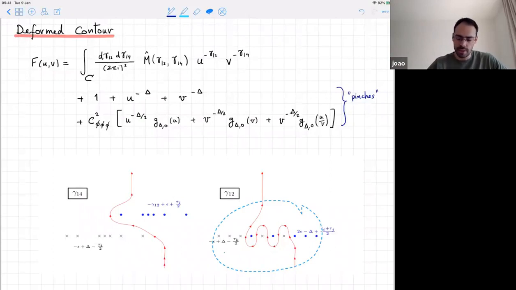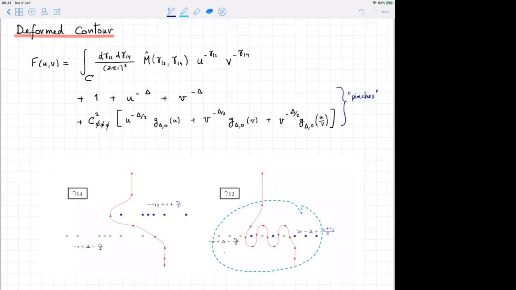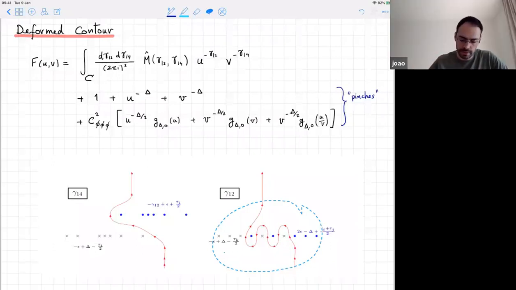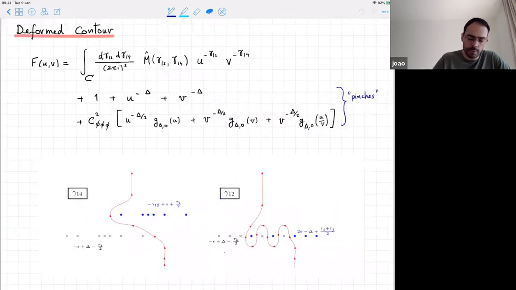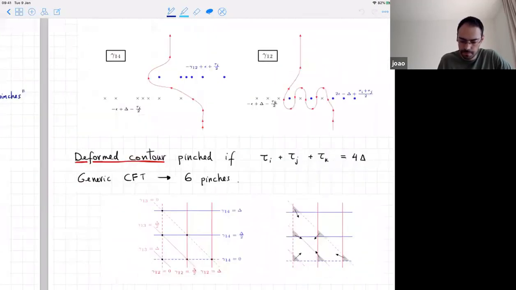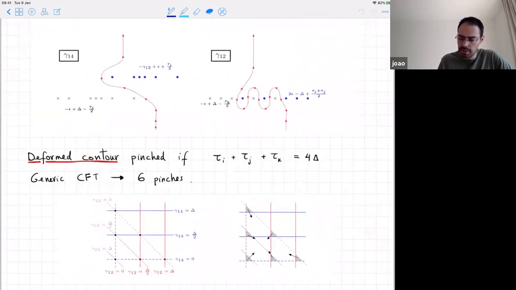It turns out that the only generic pinches in a generic CFT, where the spectrum doesn't have a particular alignment, are the identity operator and the exchange of the external operator itself. There is a formula with a straight contour where you have to subtract all operators with twist less than 4 delta over 3. And there's a formula with a deformed contour where you only have to subtract these two operators, the identity and the exchange of the operator itself. But this is not so crucial. There are some details about these pinches, but let me skip this.